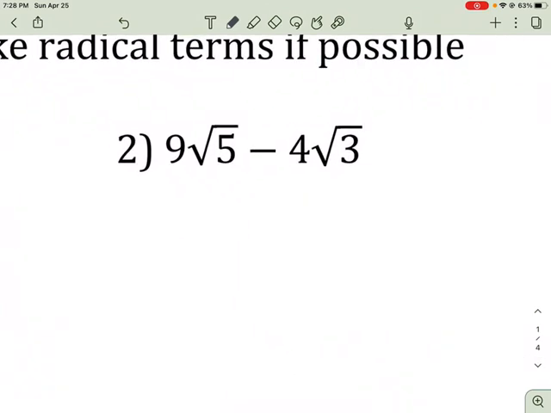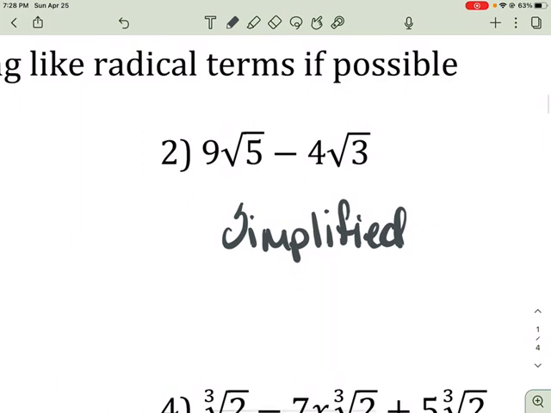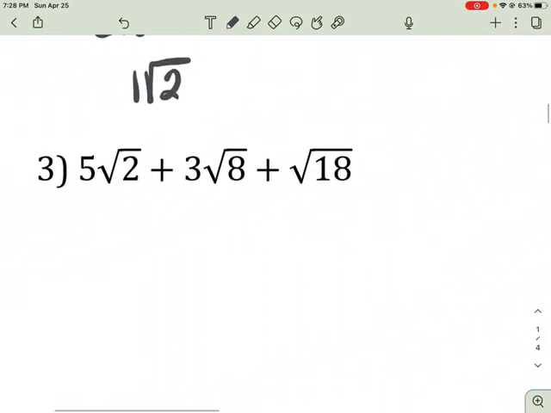All right, let's try this one. I have a square root and a square root, but one's a 5 and one's a 3. Can't do anything. This is already simplified. We can't do anything with it. So I'm just going to write simplified. We're not going to write no solution, because that is the solution. So we're just going to leave it like that.